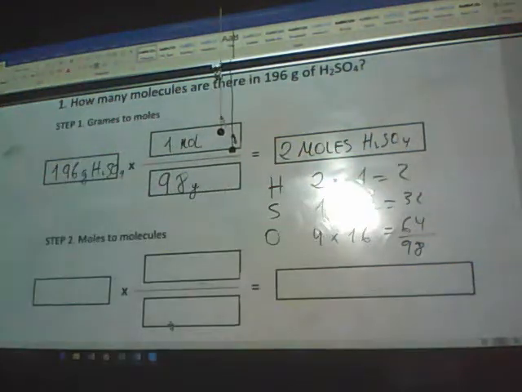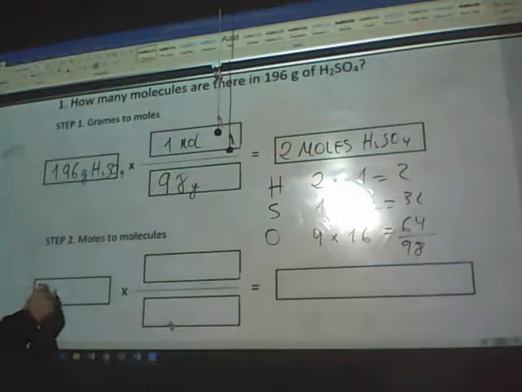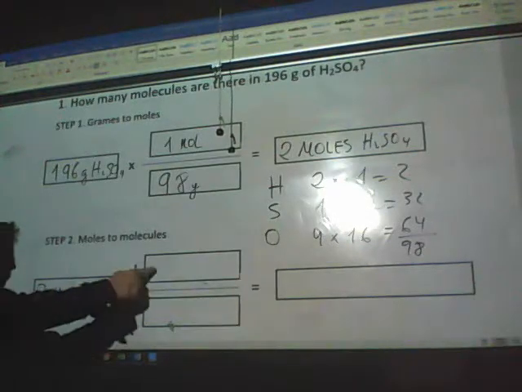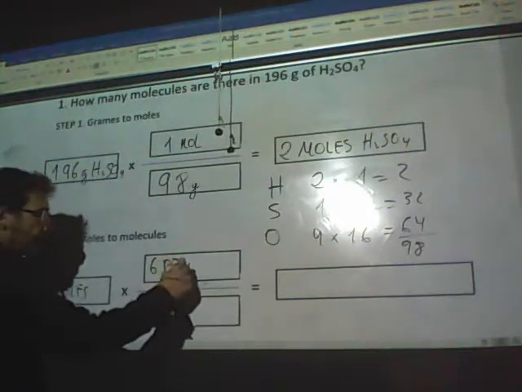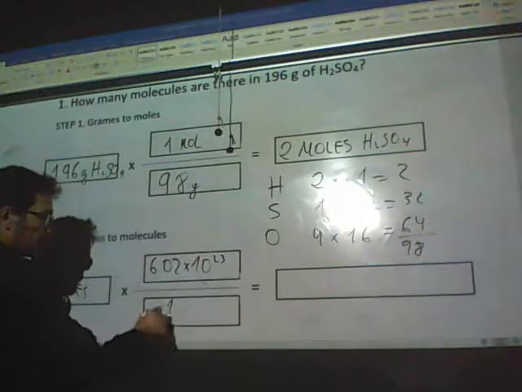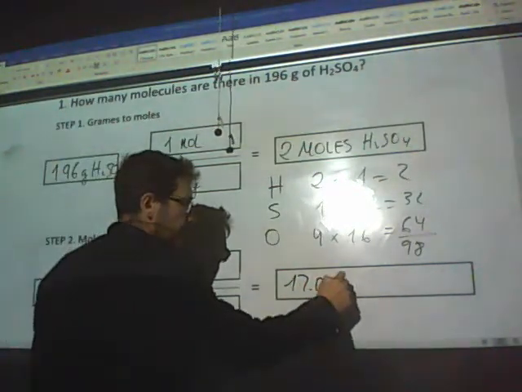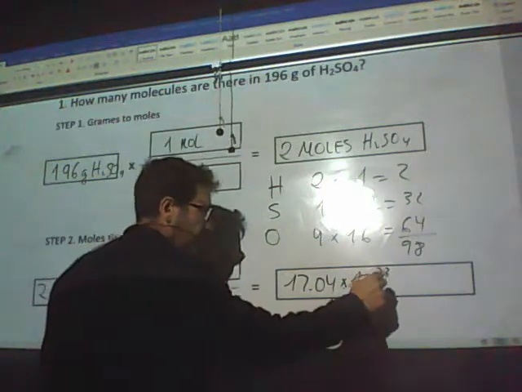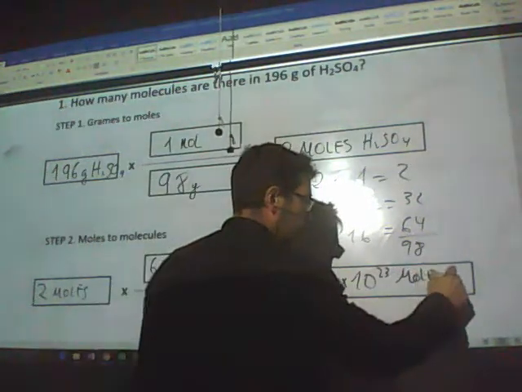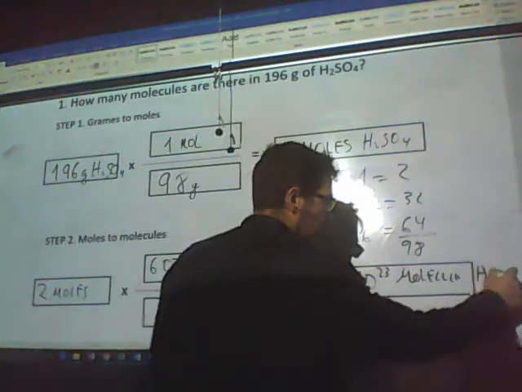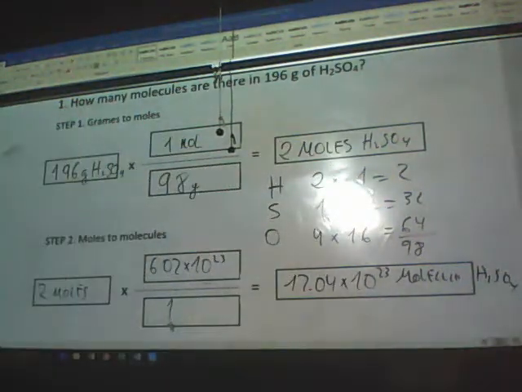And to convert that to molecules, the only thing you've got to do is to multiply by Avogadro's number, okay? And you get 12.04 by 10 to the power 23 molecules of sulfuric acid, okay?